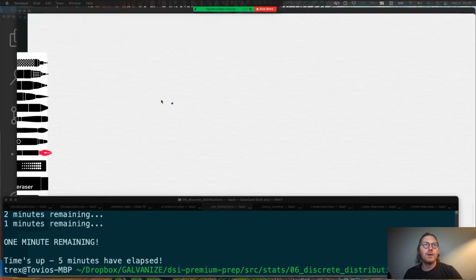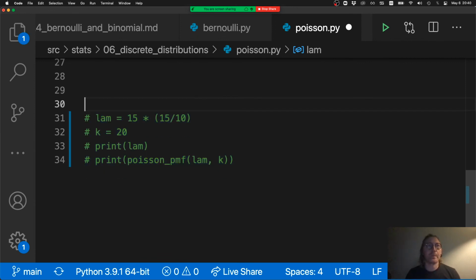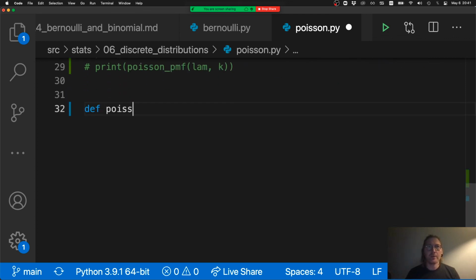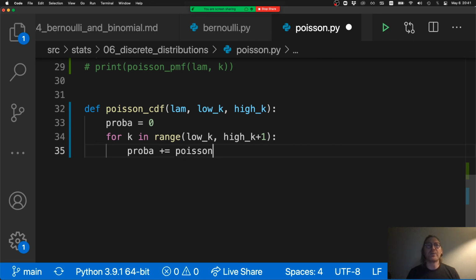Okay, so I'm going to code through this. This will be called Poisson CDF. And I'll just comment those out. So def Poisson CDF, and I'll do lambda, low k, high k, and I'm just going to do a simple accumulator here. I'll set accumulator to zero, I'll call it proba, why not? For k in range, we'll go from low k to high k plus one, and proba is going to be incremented by the Poisson PMF, passing in our lambda and the value of k. And we can just return the probability after that.